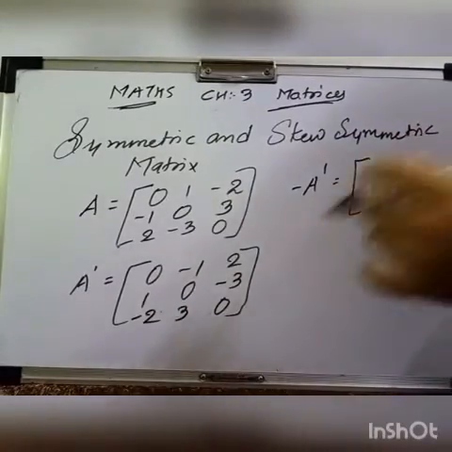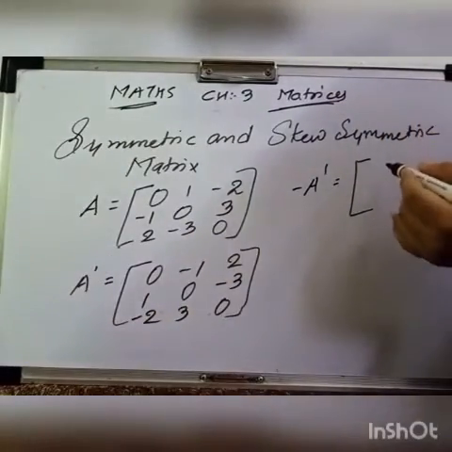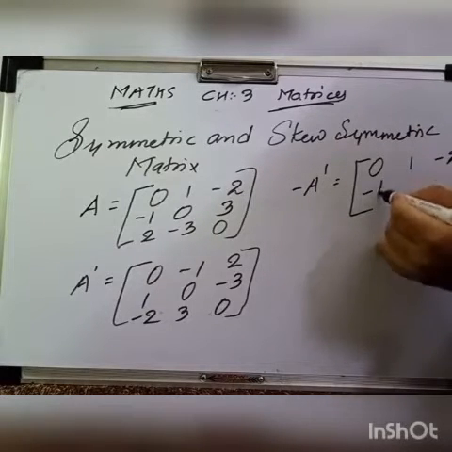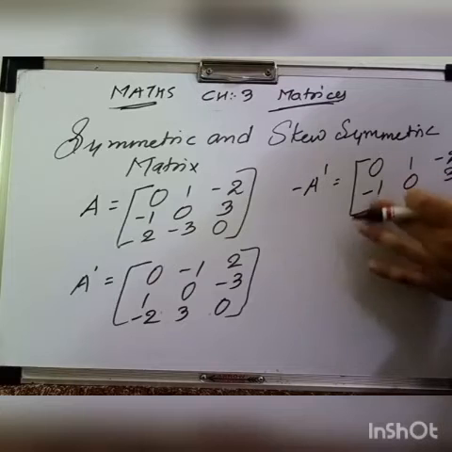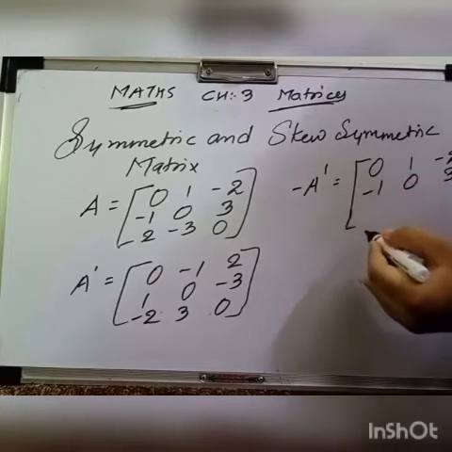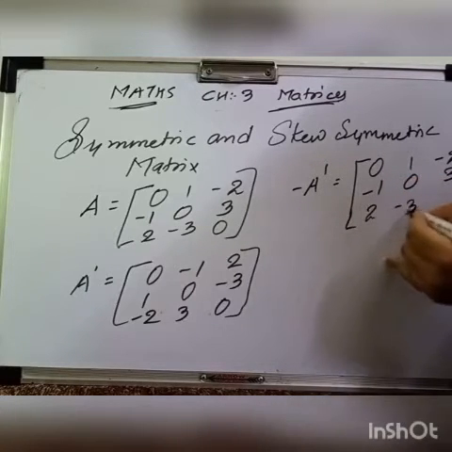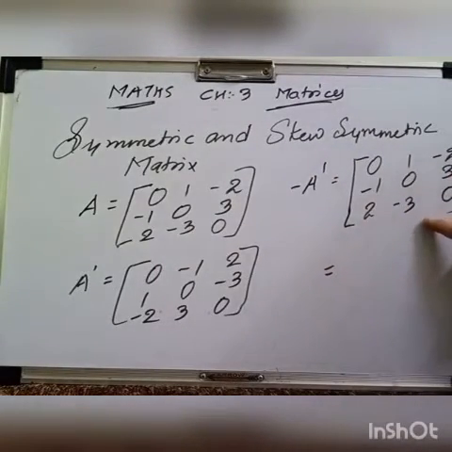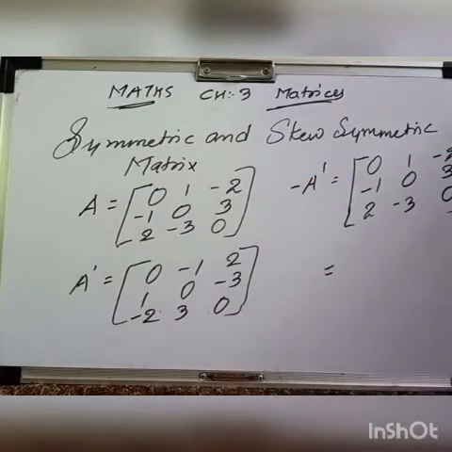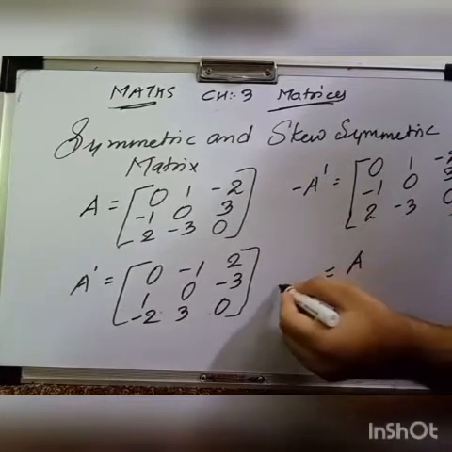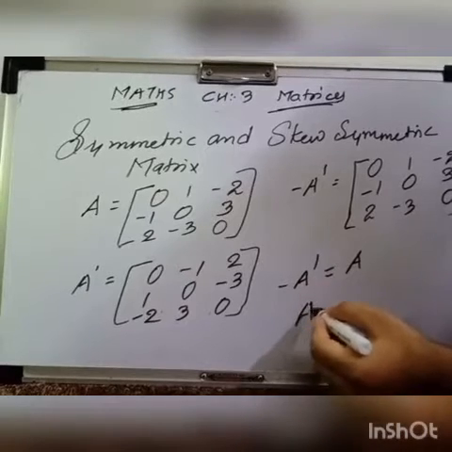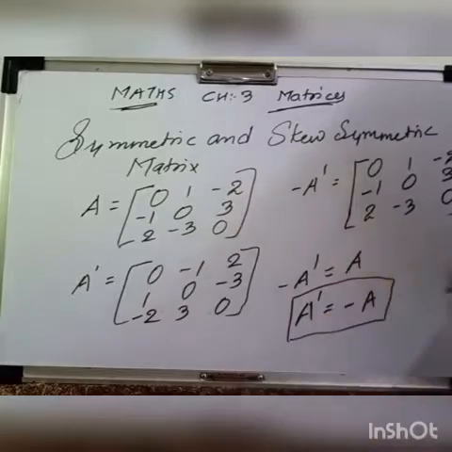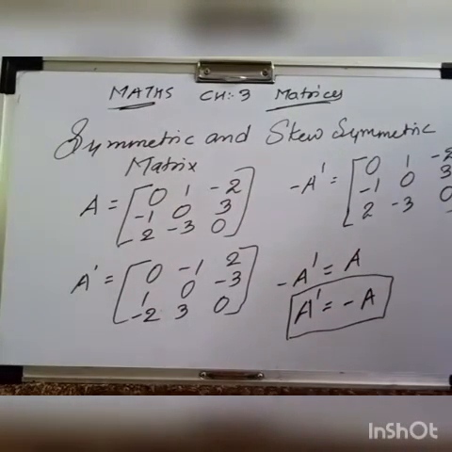right? So if I multiply each and every element of this, then I will have 0 1 -2, -1 0 3, 2 -3 0. Now you will see that the obtained matrix is the same as the original matrix. So the definition of skew symmetric matrix is A transpose will be -A.